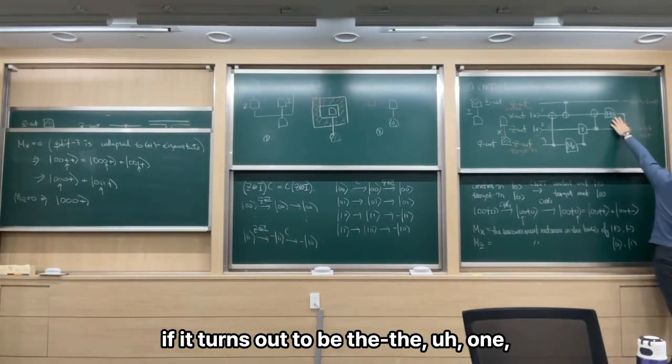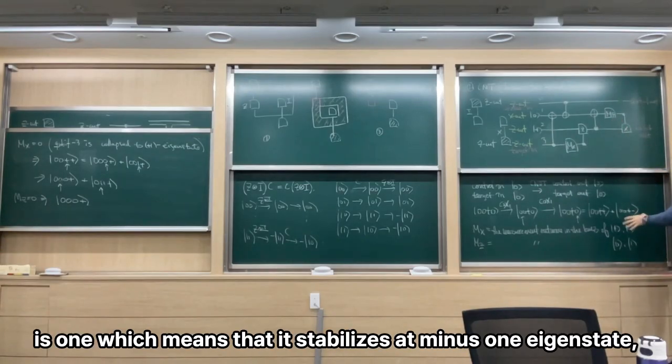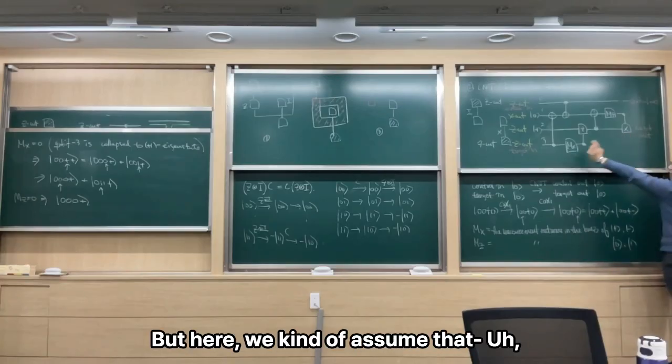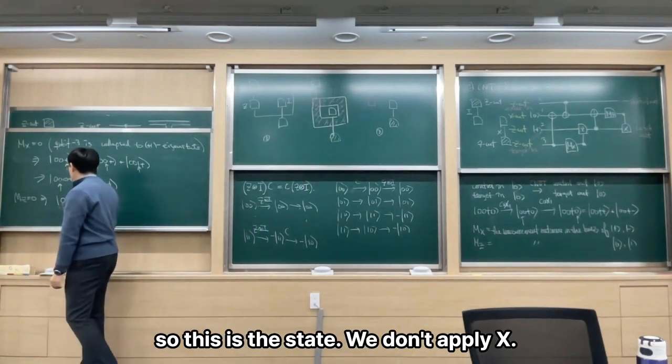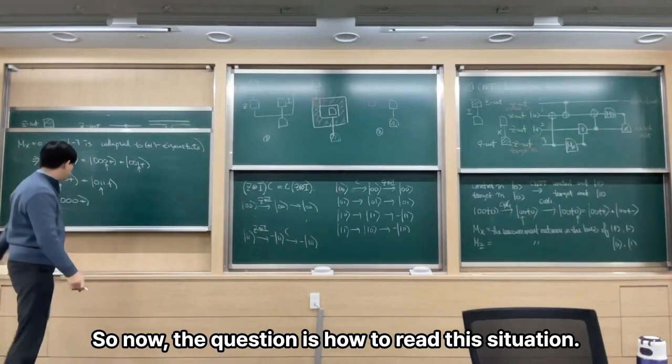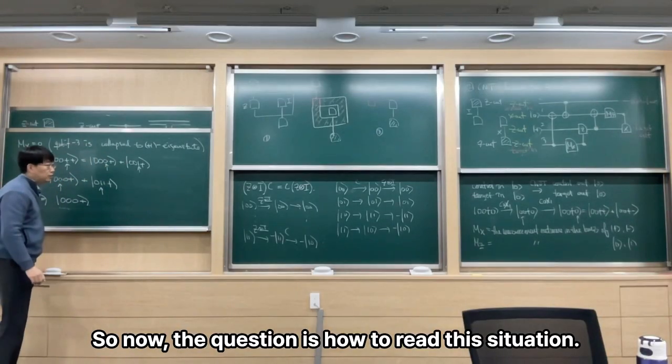But if it turns out to be 1, the measurement outcome is 1, which means that it's stabilized at the -1 eigenstate, then we apply the X gate. But here we assume that the measurement outcome is 0, so this is the state, and we don't apply X. So now the question is how to read this situation.